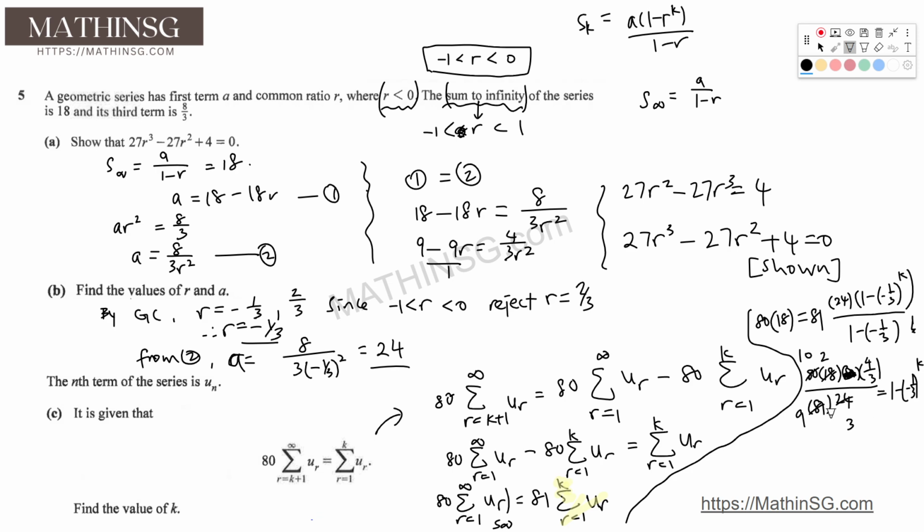If you simplify this whole thing, you'll notice that negative 1/3 to the power of k is equal to 1 over 81. From there you'll be able to solve for k, which is equal to 4. If you look at this, this is basically 1/3 to the power of 4, or negative 1/3 to the power of 4. So k is 4. Therefore we have solved for k, which is equal to 4.